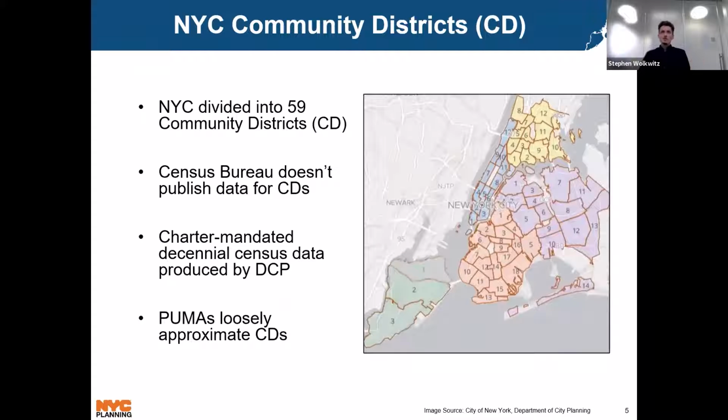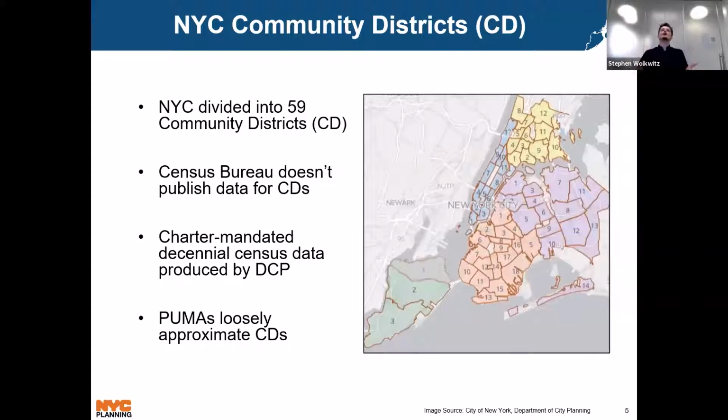So as you may be aware, New York City is divided into 59 community districts within our boroughs. And these are served by community boards that are appointed by the mayor, borough presidents, and city councilors. And one thing about community districts, even though they're very important geographies for us here in New York City, they are in the end a New York City geography. They're not a federal geography. They're not an officially supported Census Bureau geography. And that means that the Census Bureau does not publish data directly for community districts.